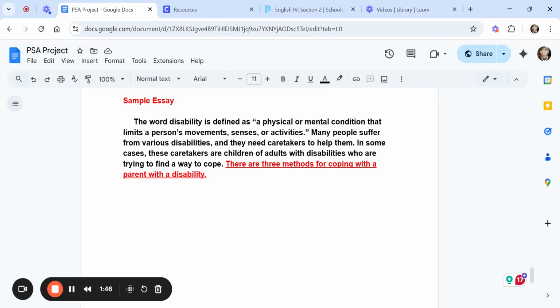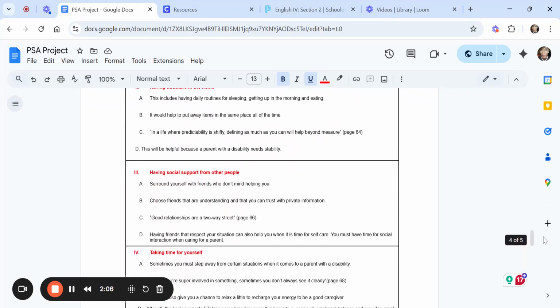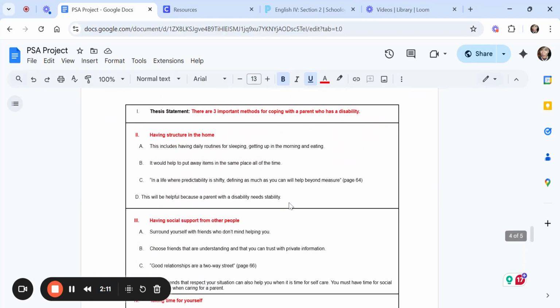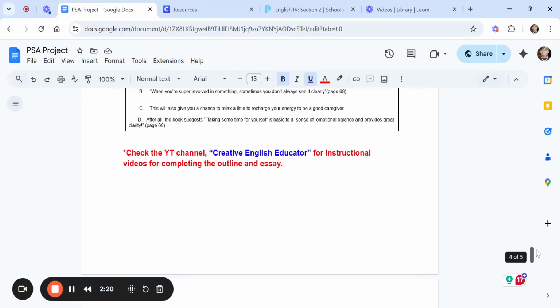So now the next sentence I am creating will be my first body paragraph. So I'm going to start that down here. Notice that it is indented, meaning 5 spaces over, like the introduction. So I'm going to start with taking a look at my outline once again. This first method for coping, which is having structure in the home. So again, I'm referring to my outline the entire time.